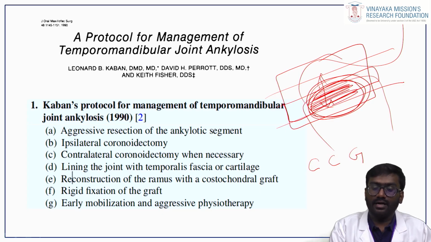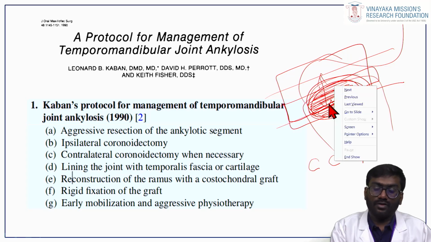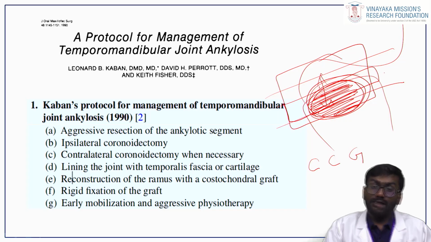So this shaded area is the resected area and here you attach the costochondral graft. The costochondral graft has inherent growth potential, so that area keeps growing and the normal growth of the patient is expected. But studies have shown that the costochondral graft does not give predictable growth. And the graft has to be rigidly fixed by means of a plate. It cannot be left temporarily or semi-rigidly. You have to put plates and screws to the graft.